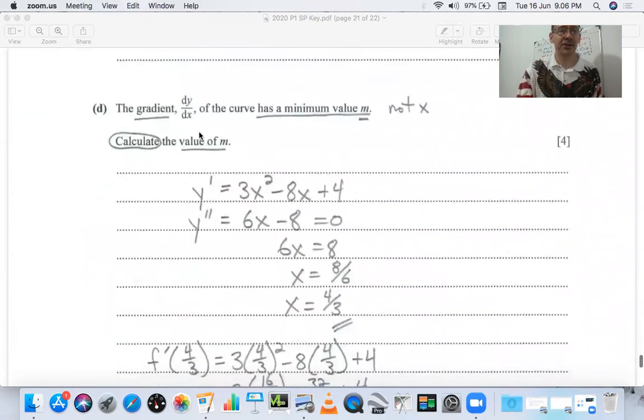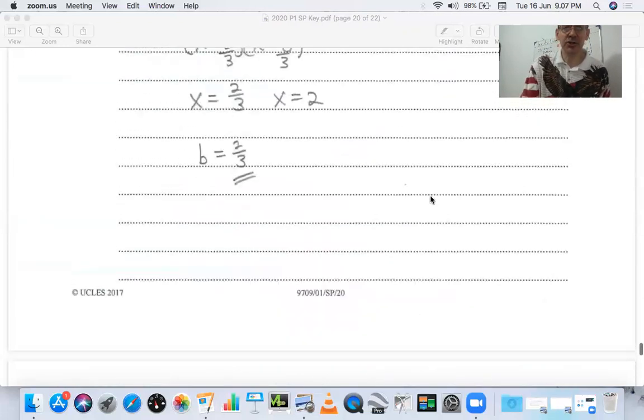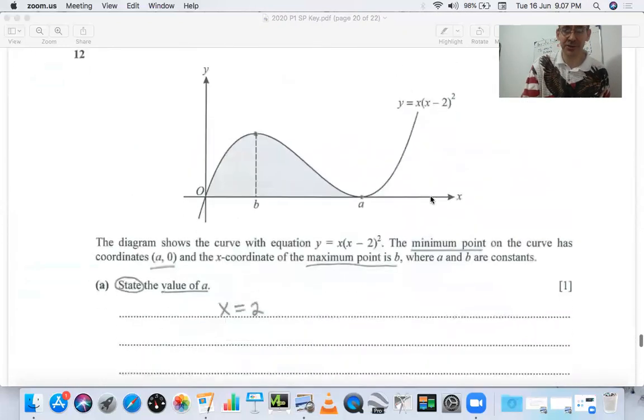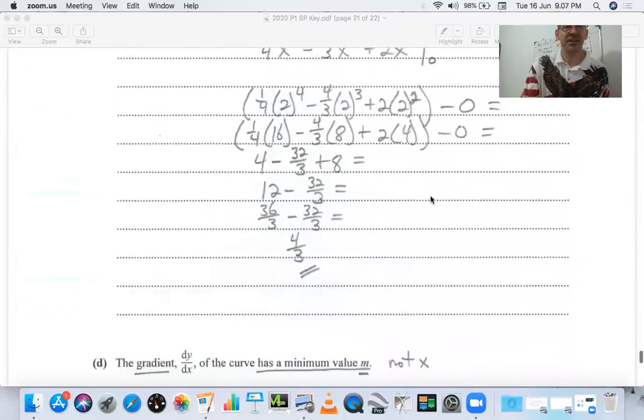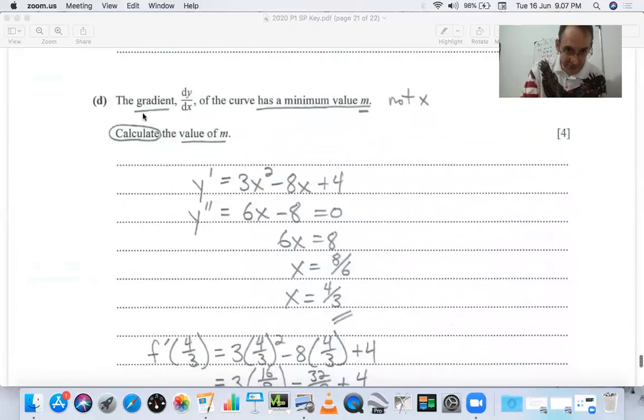Then we have the gradient dy/dx has a minimum. Now read it carefully. It's not asking you for the minimum of the original function. It says that your derivative, the gradient dy/dx, has a minimum. So minimum and maximum is of the first derivative of what you're referring to.